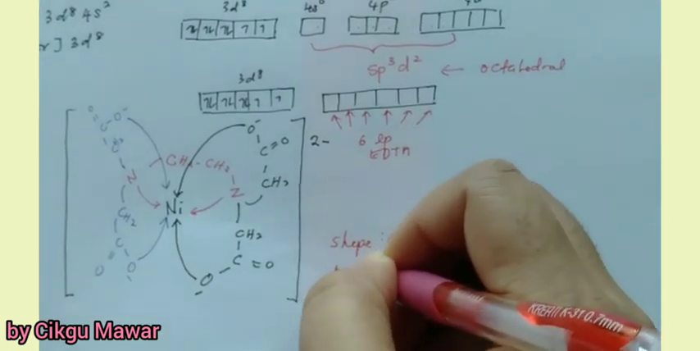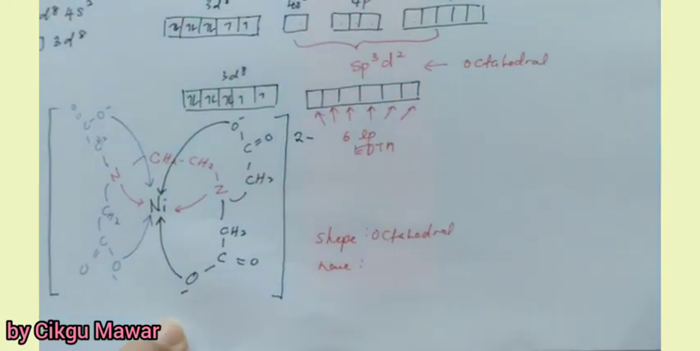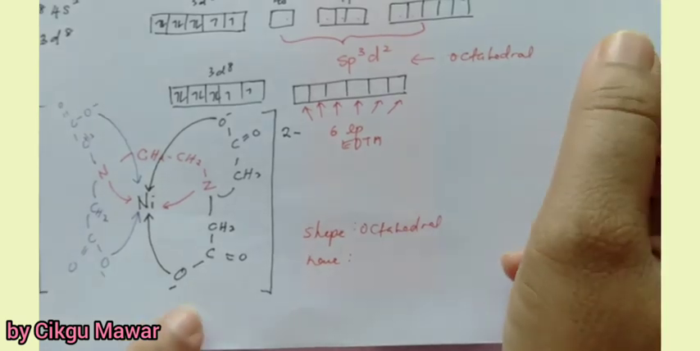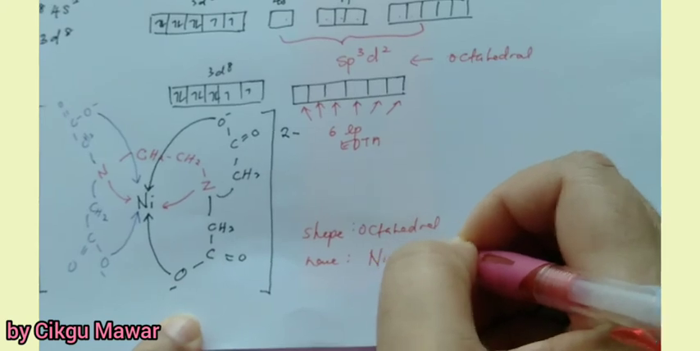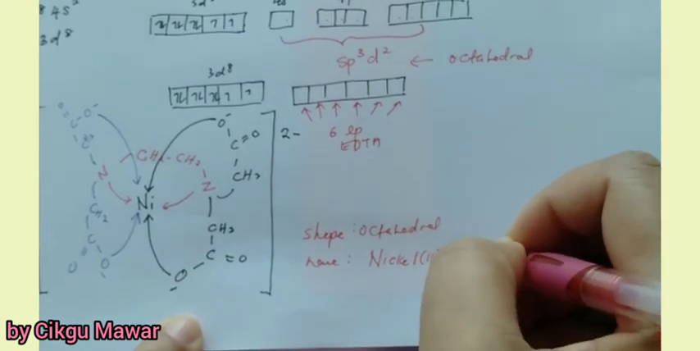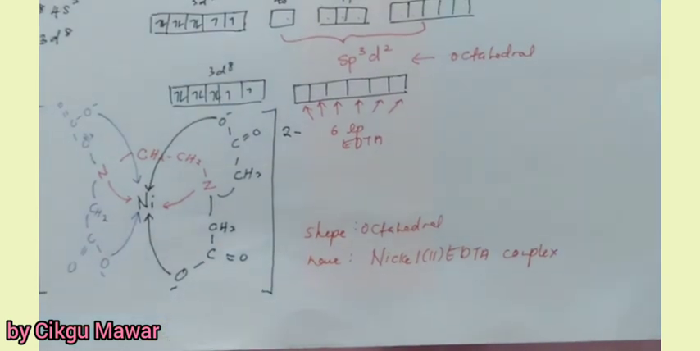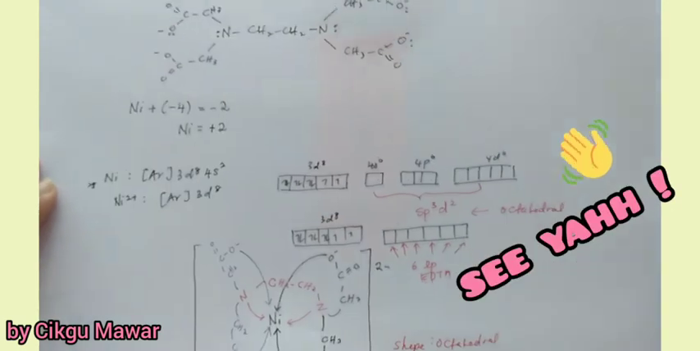As for the name, EDTA does not follow the naming we did before. So we call this compound the nickel 2 EDTA complex. Alright, thank you.